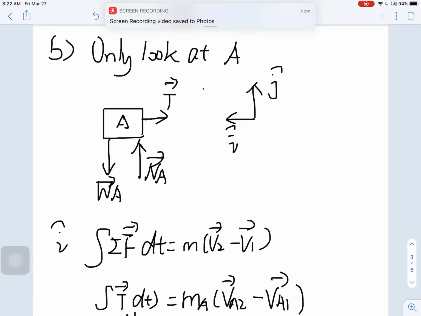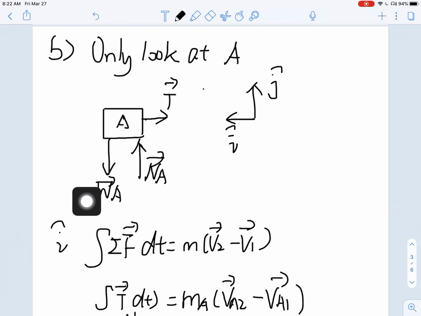We need to determine the average tension in a cable. So in that case, we need to only look at A. We can draw the free body diagram for A. Then there will be three forces in this free body diagram. We have WA, NA, and T.